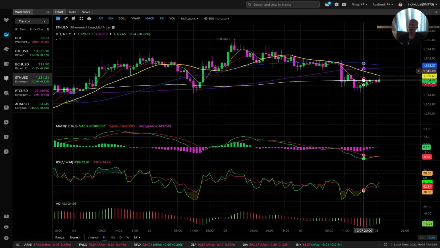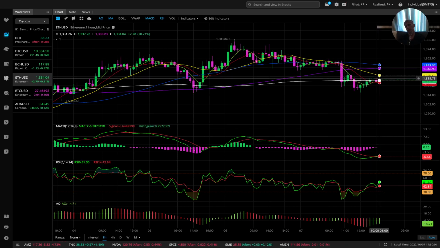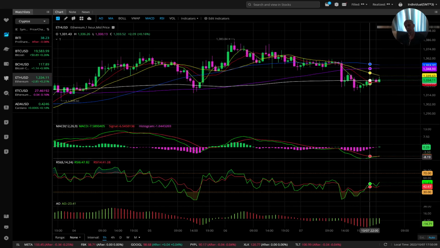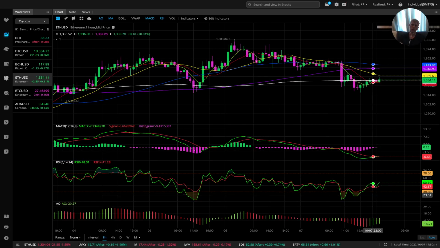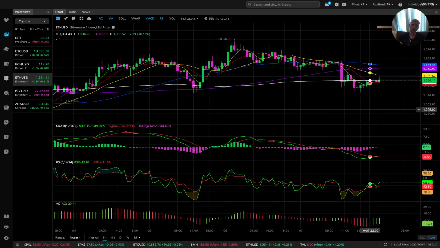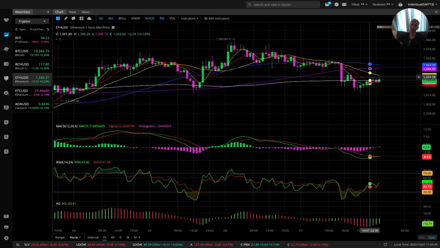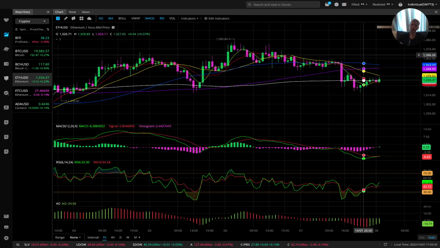MA20 has a bearish trend. It's not good, it's not healthy, but we are at the MA 200 and MACD confirmed bullish trend. And RSI and awesome oscillator, all indicators are in the bullish trend. But watch the MA 200 and MA 20, because MA 20 is bearish. It's a trend down.